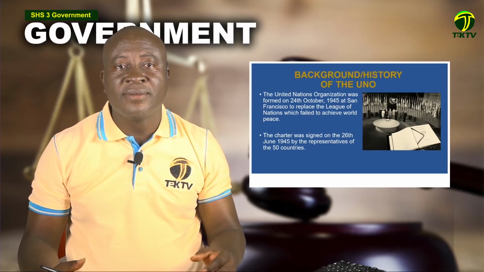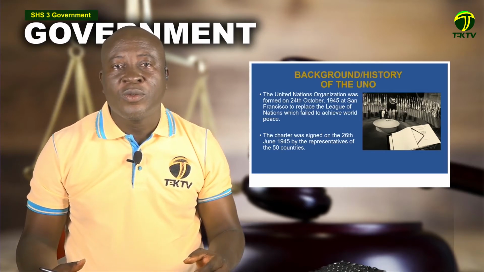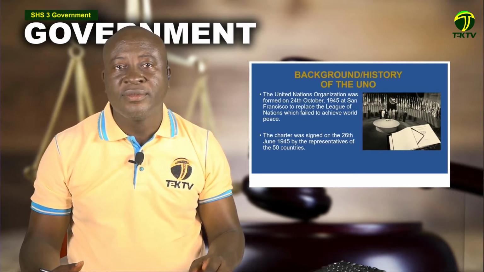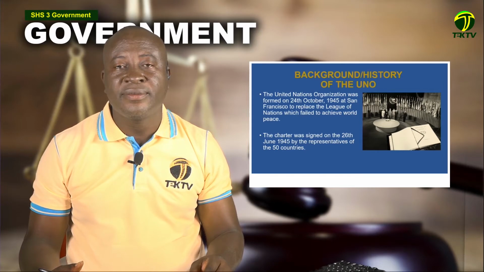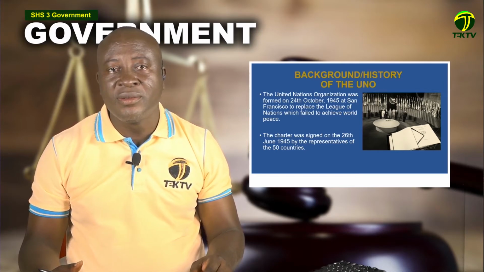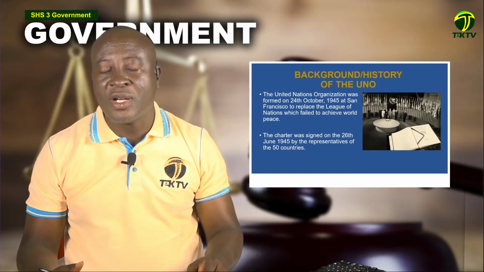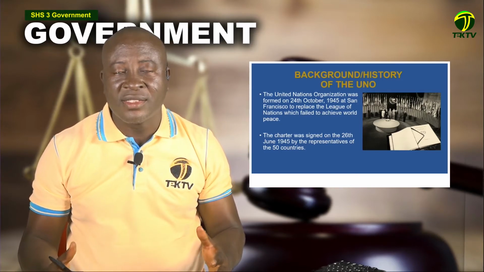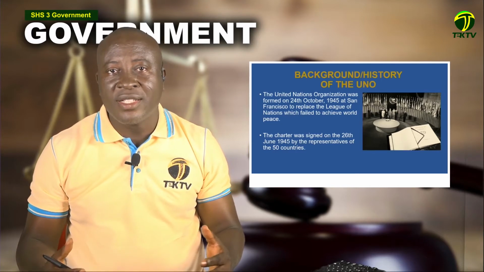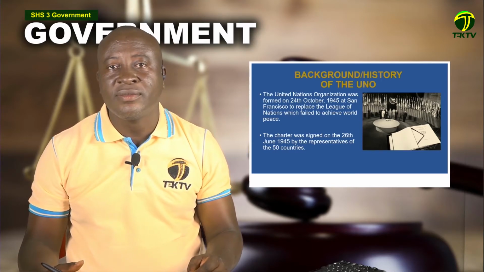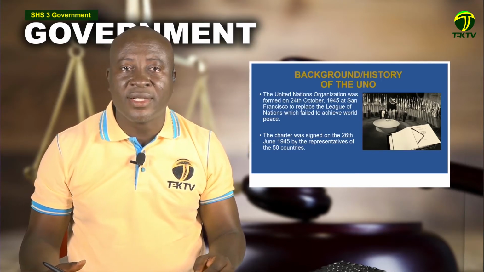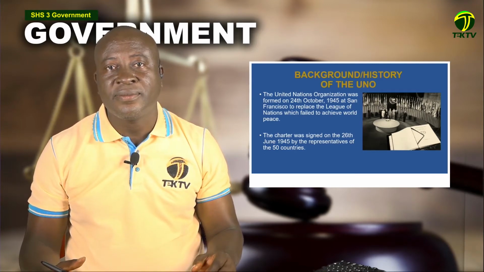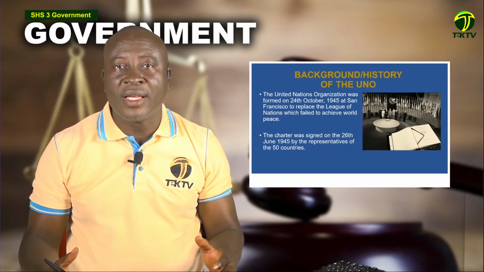Now, the charter was signed on the 26th June 1945 by the representatives of 50 countries. The membership of the United Nations organization, as it stands now, is 193. And you remember, 50 countries started it. And the charter was signed at San Francisco.